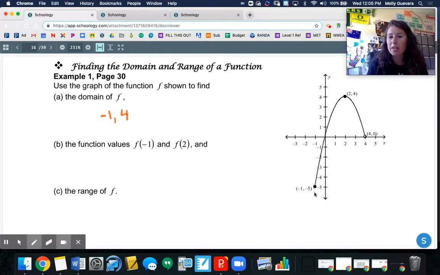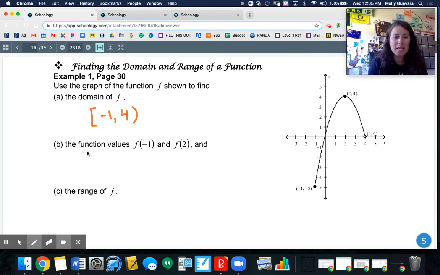Now we just have to figure out brackets or parentheses. At -1, since it's a closed circle, I can have -1, so it's a bracket. And at 4, since it's an open circle, I cannot actually have 4. I can have all the way up to 3.9999999 forever, but I can never get to 4, so it's a parenthesis. Pretty good, hopefully.